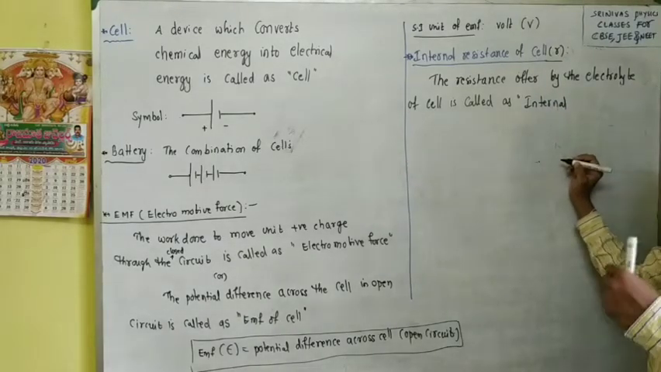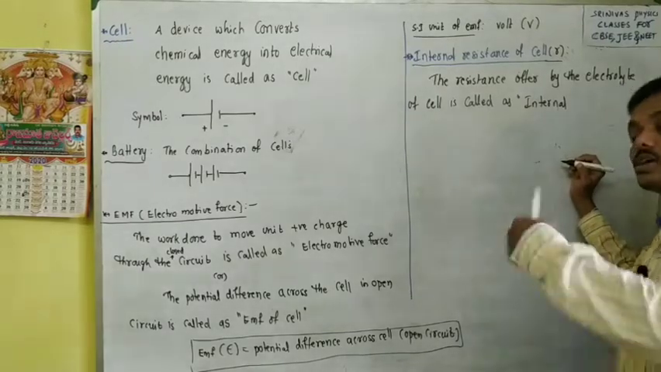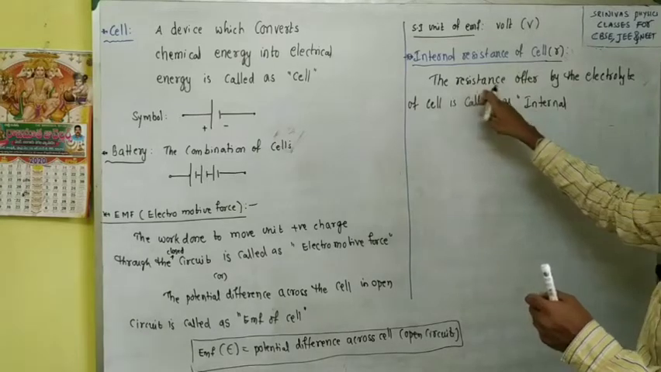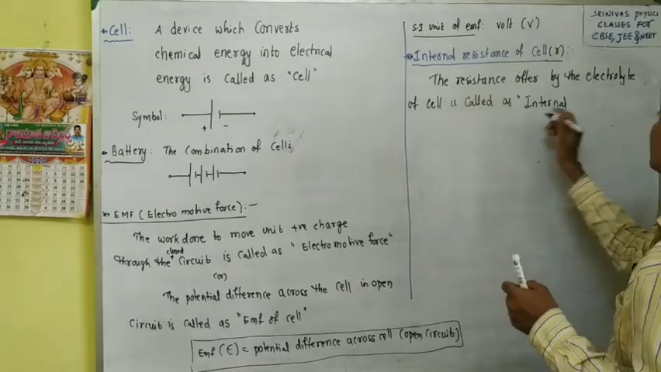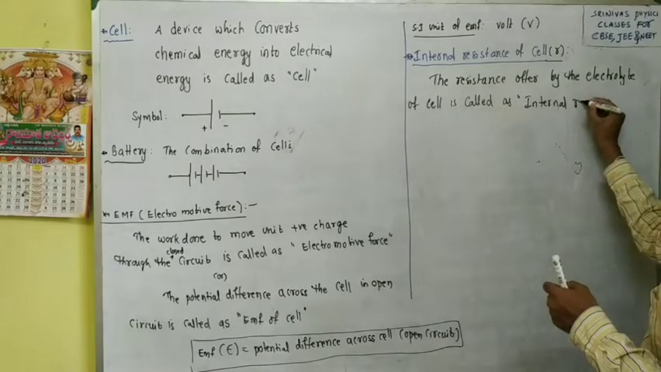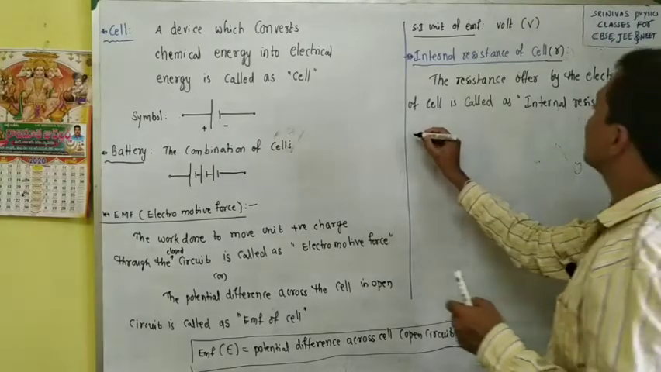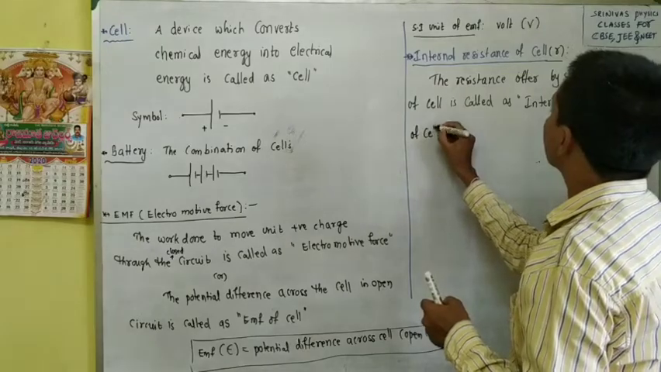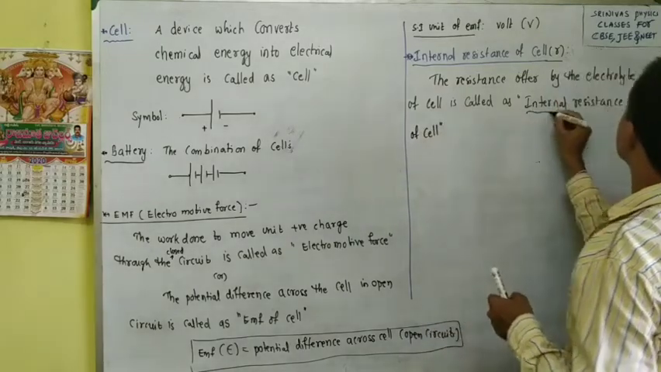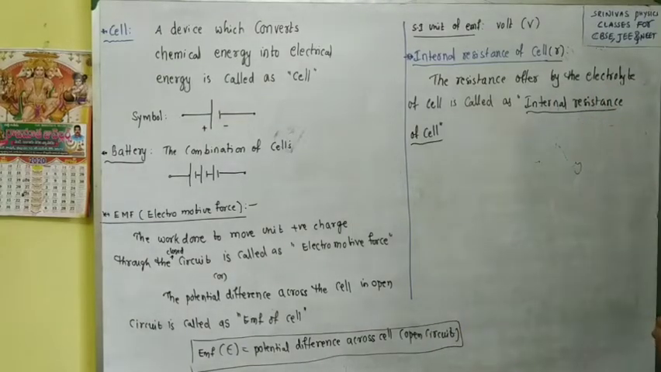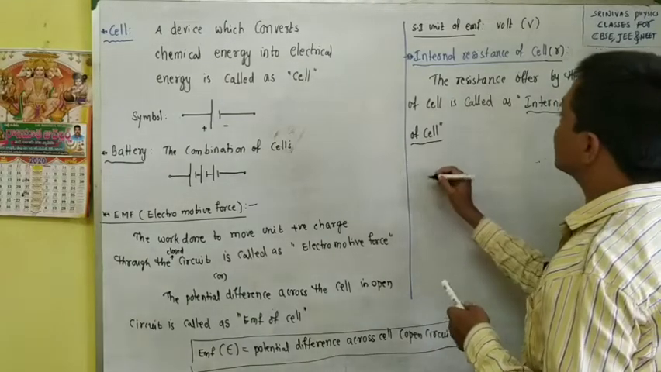The cell only supplies the current, and the cell also opposes some flow of current, right? The resistance offered by the electrolyte of the cell is called the internal resistance of the cell. Now, on what factors does the internal resistance of the cell depend?